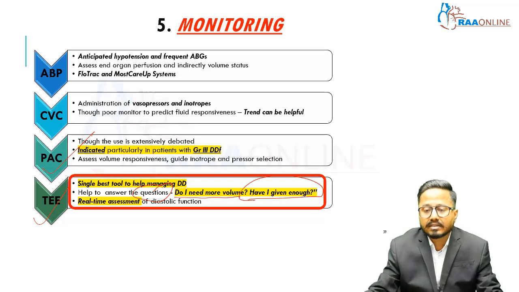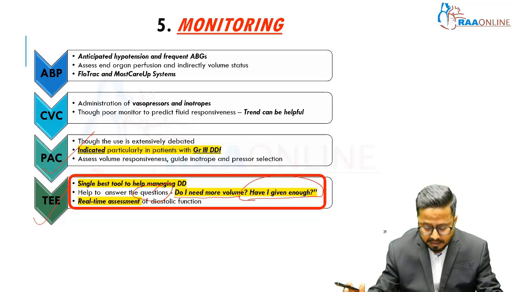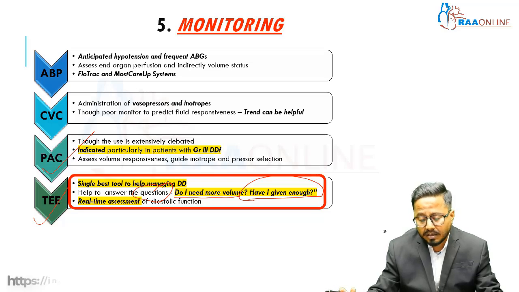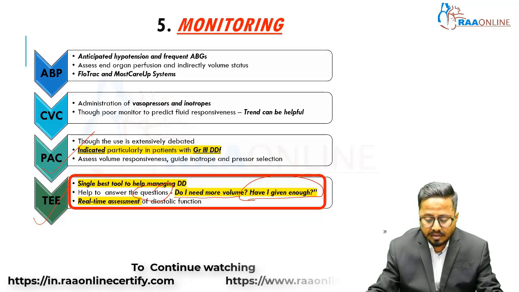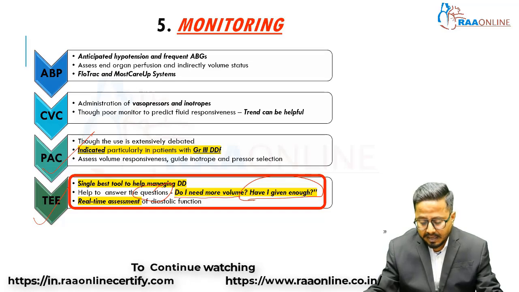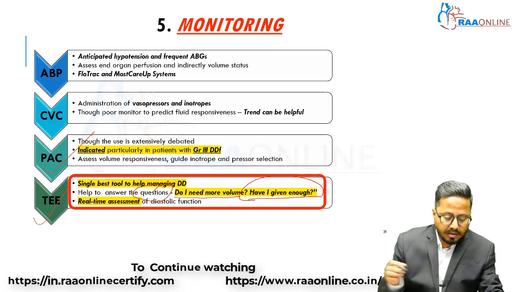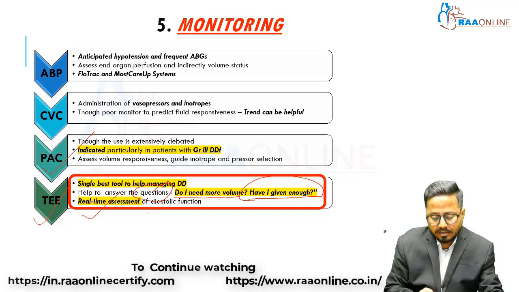This you can see by a single view, that is the transgastric short axis view. By this view, you can assess whether you have given enough volume or you require less volume. It also helps in real-time assessment of the diastolic dysfunction.